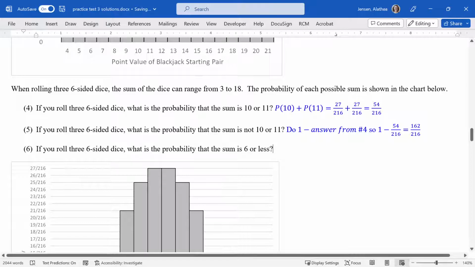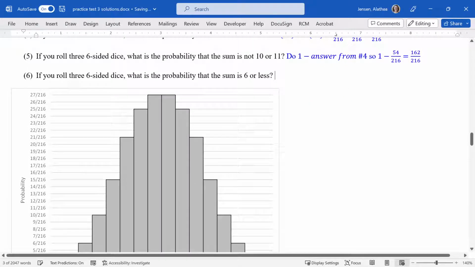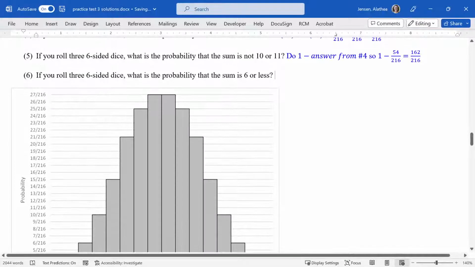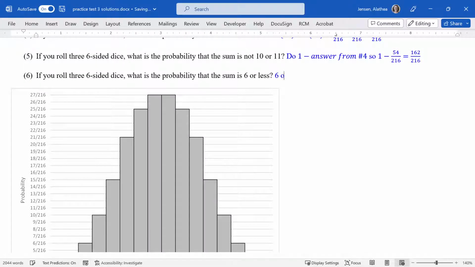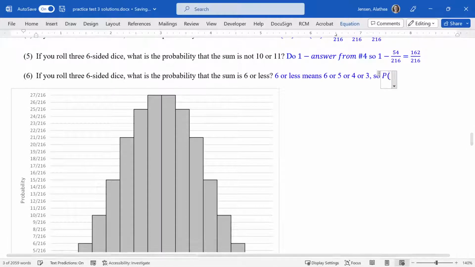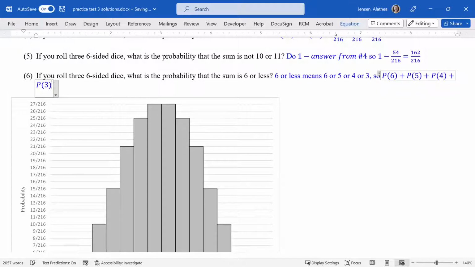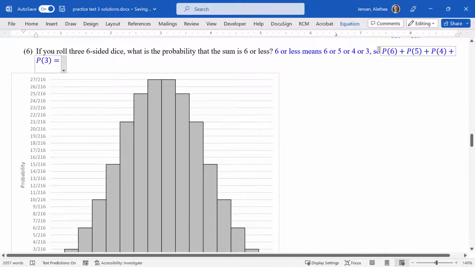Last one here. If you roll 3 six-sided dice, what is the probability that the sum is 6 or less? We want to make sure we interpret 6 or less as 6 or 5 or 4 or 3. 3 is the smallest possible. So we're just going to add up those probabilities. I'm putting the notation here just to make sure it's clear what I'm doing.